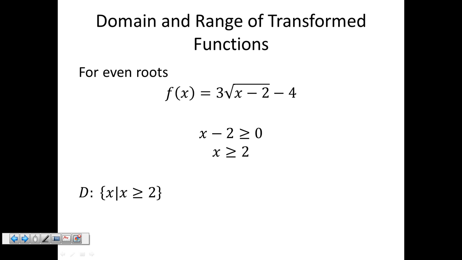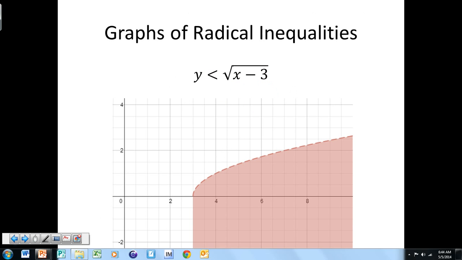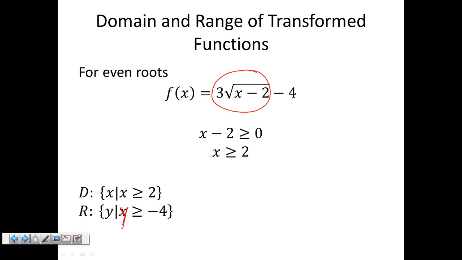Now for our range, remember, our square root has a range of 0 and above. But this one has been moved down 4. So if I get 0 out of this stuff right here, 0 minus 4 is the lowest value that this is going to take. So my range is that y has to be greater than or equal to -4. All right, obviously I got some changes to make to this.